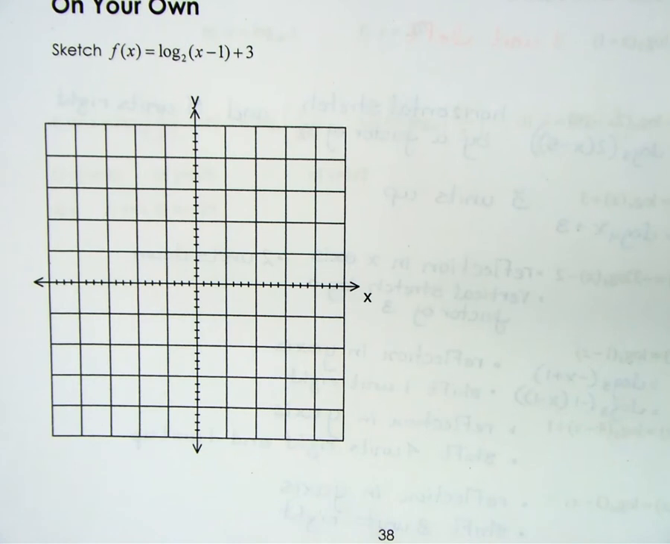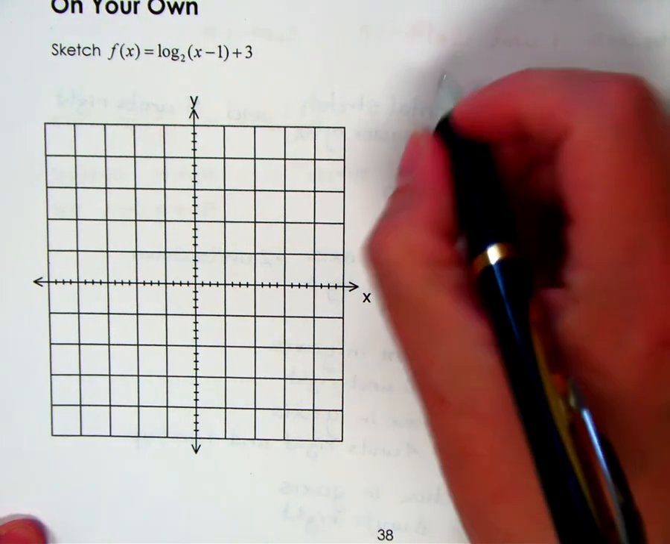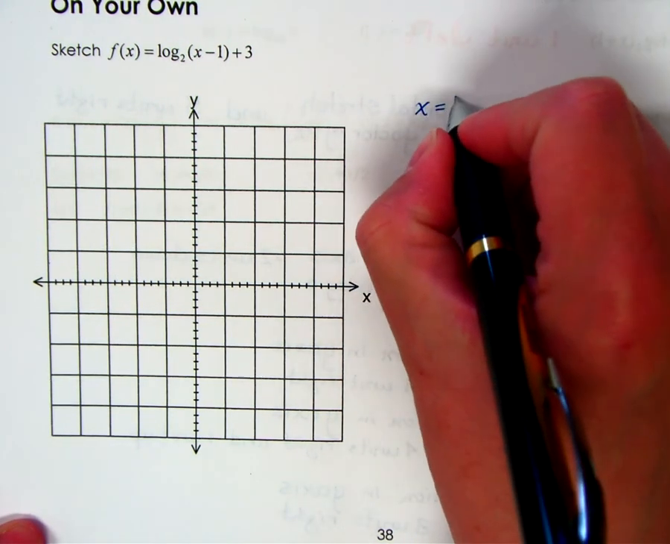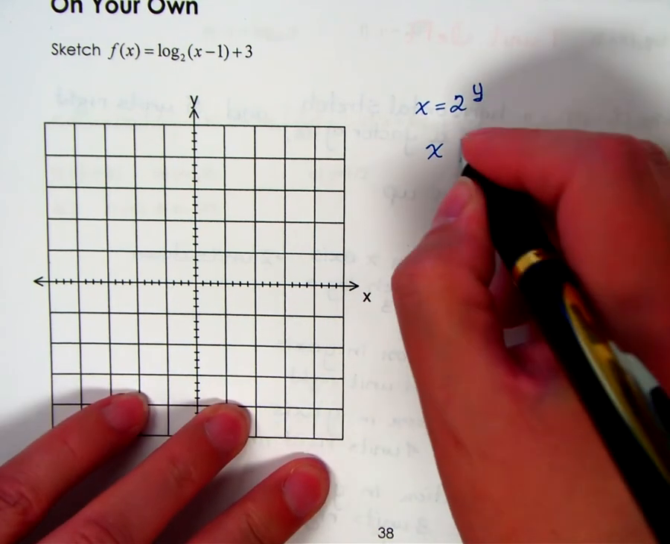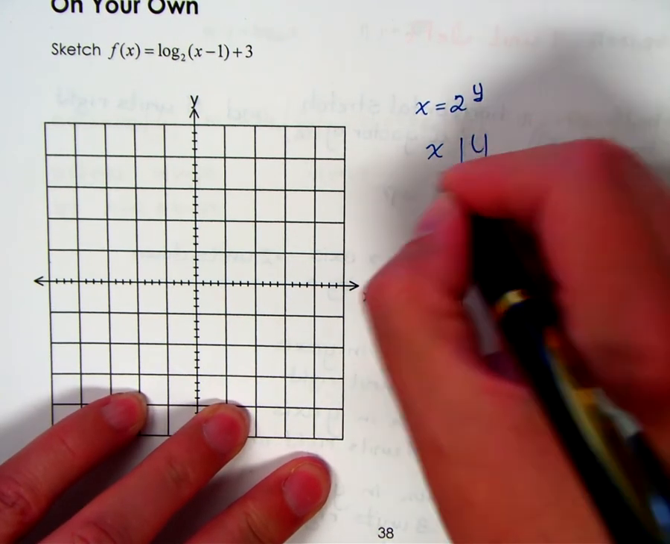Okay, next one. So first thing you gotta do is you gotta look at the base. So your base is base 2. So my original table of x equals 2 to the exponent, that's supposed to be a y.